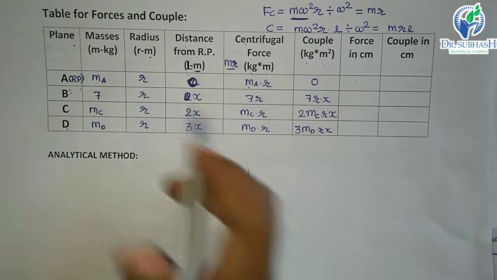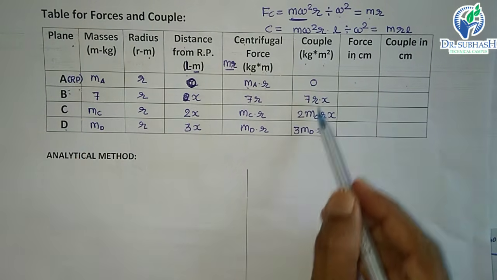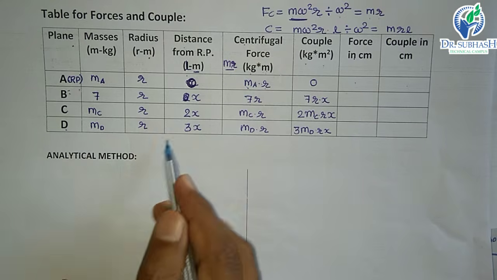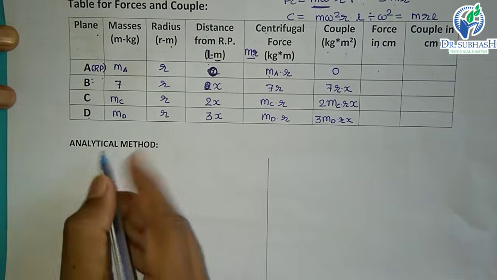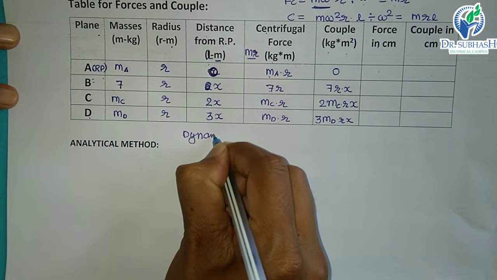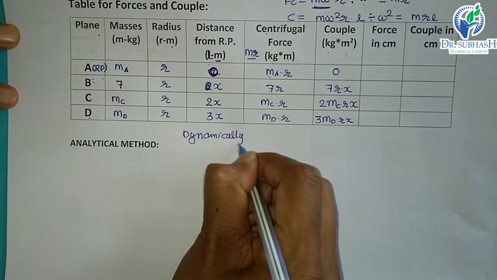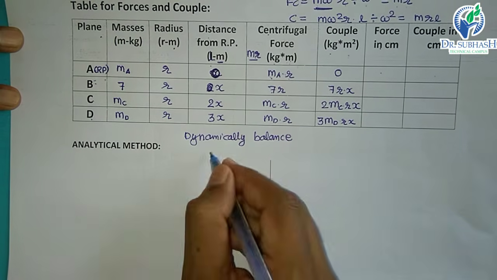So now we have a centrifugal force and couple. Here one thing is clearly mentioned that our system is dynamically balanced.